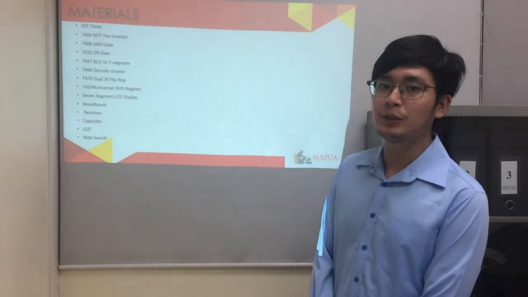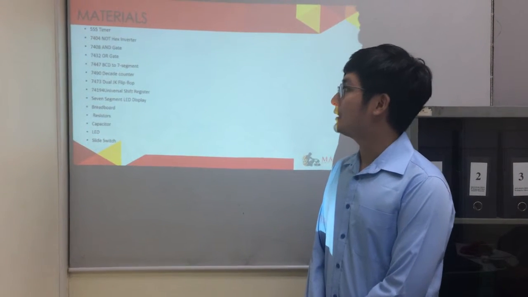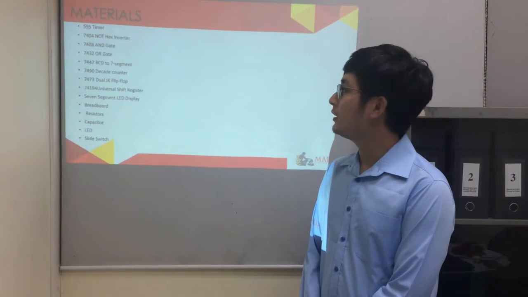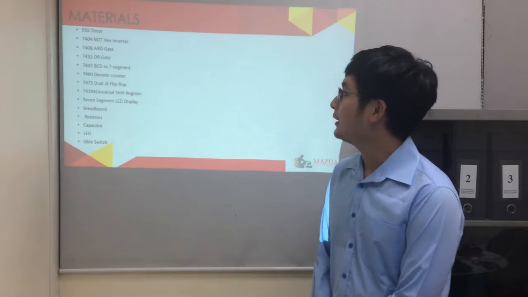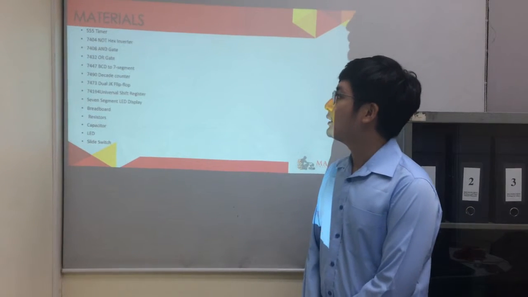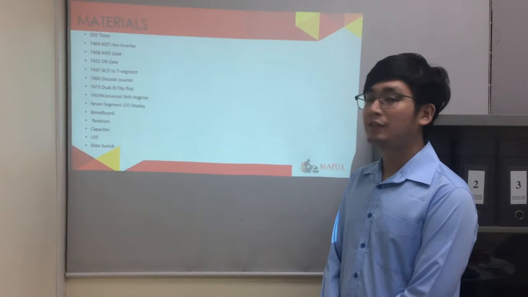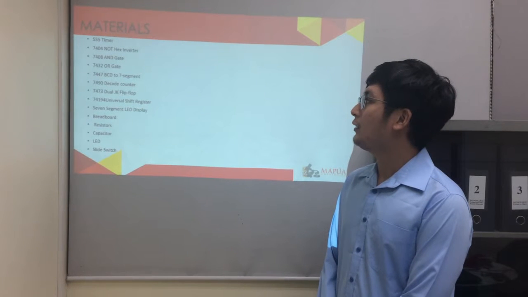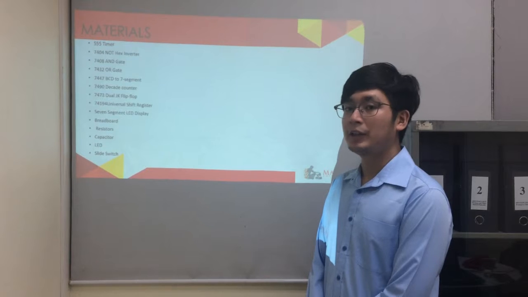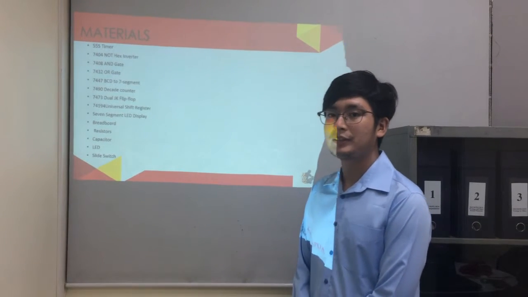Here are the materials that we used in creating our prototype. First is the 555 timer, the 7404 NOT hex inverter, the 7408 AND gate, the 7432 OR gate, the 7447 BCD to 7-segment decoder, the 7490 decade counter, the 7473 dual JK flip-flop, the 74194 universal shift register, the 7-segment LED display, breadboard, resistors, capacitor, LED, and slide switch.